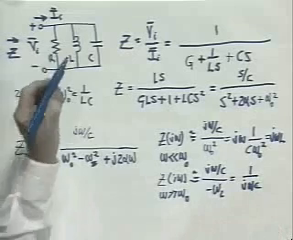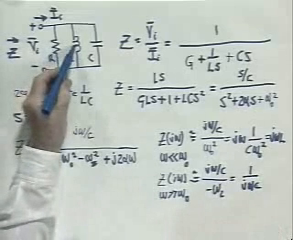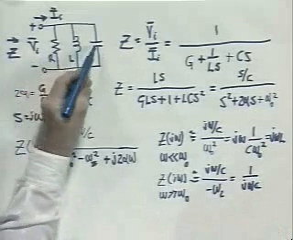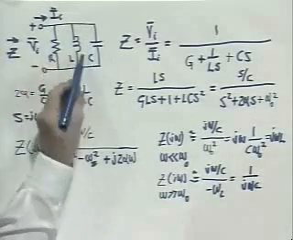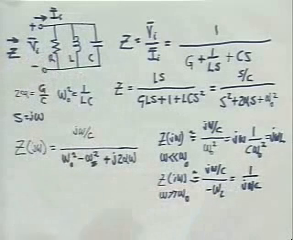Does that make sense? Well, yes. As omega goes up, this impedance gets larger and larger. It's proportional to omega. This one gets smaller and smaller. It's proportional to 1 over omega. So at very high frequencies, the circuit looks just like a capacitor.